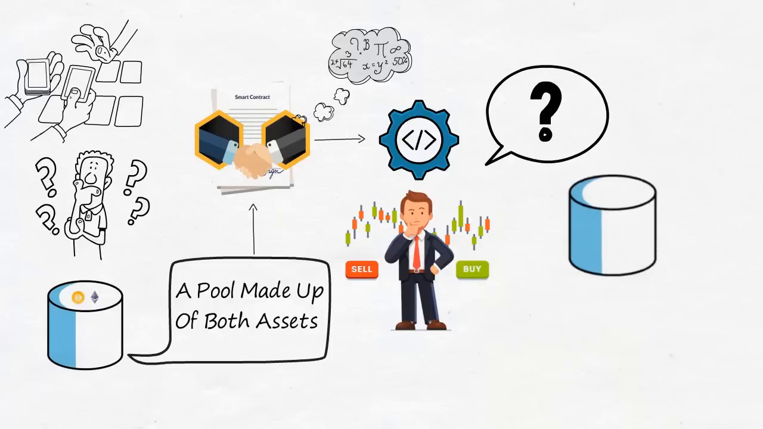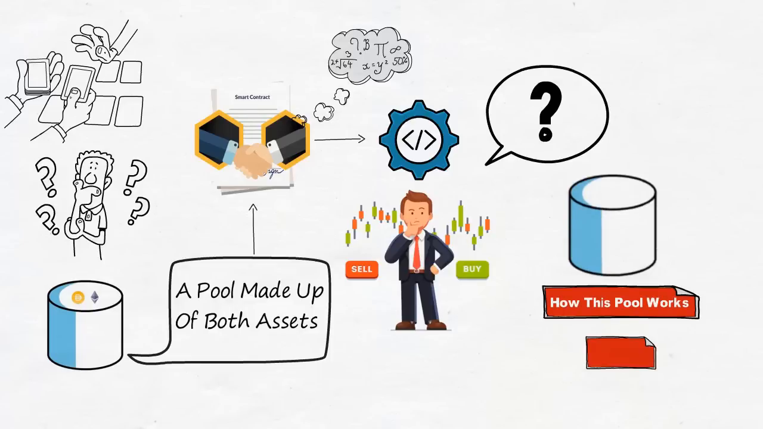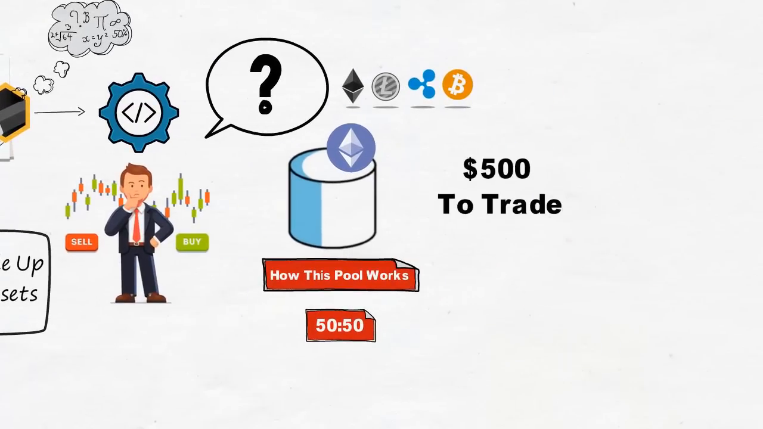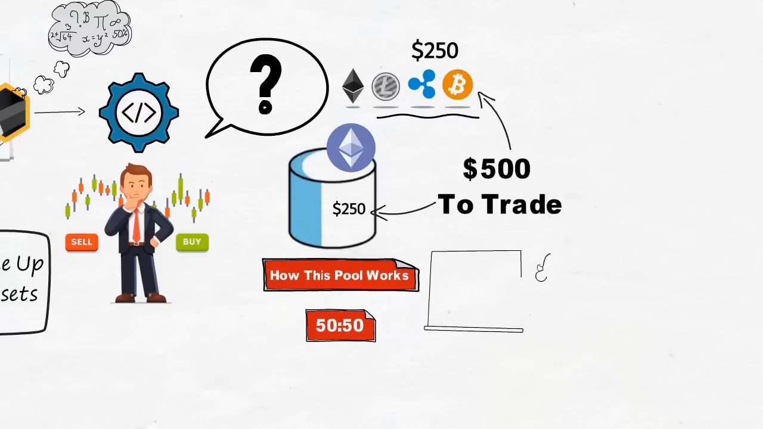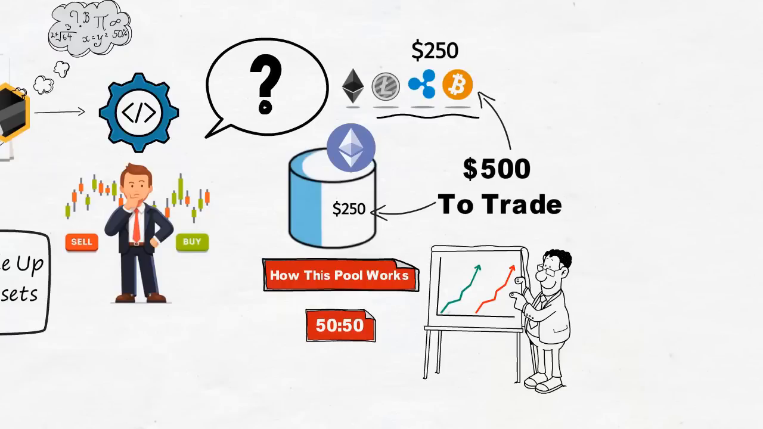Now let's get into how this pool really works. The pools start off with an exact ratio of 50-50. Let's break it down using Ethereum and basic attention tokens. So, in the case where you want to give the pool a sum of $500 to trade, you will need to give it $250 of both Ethereum and basic attention tokens. And so, as you continue to purchase these basic attention tokens and give Ethereum into the pool, it will gradually increase the price you have to pay for each token.